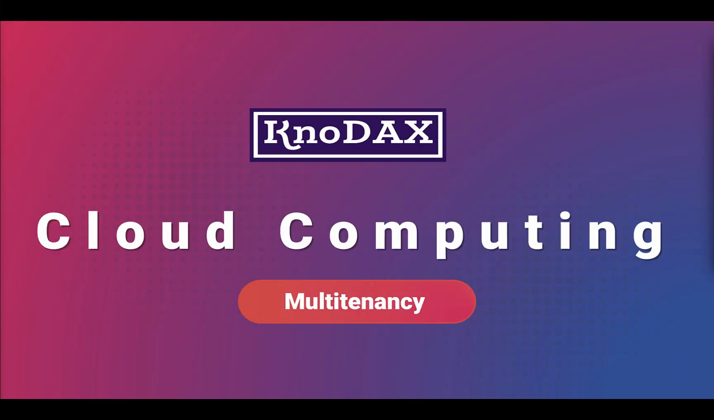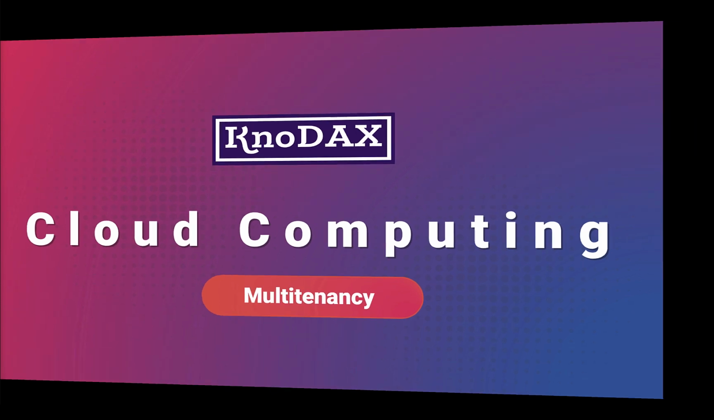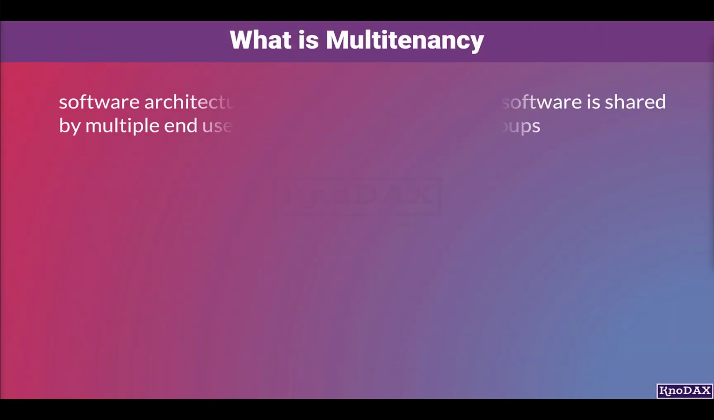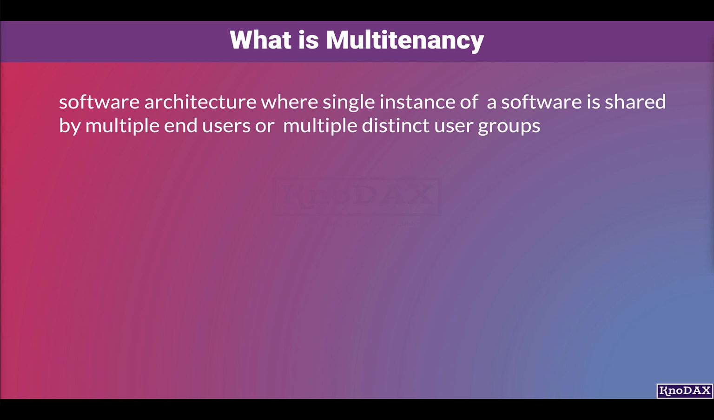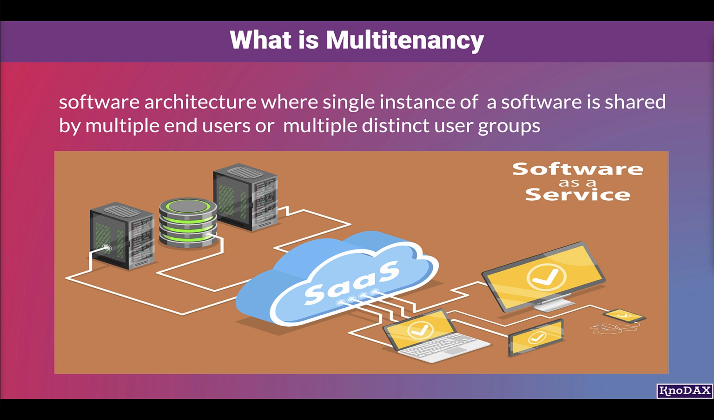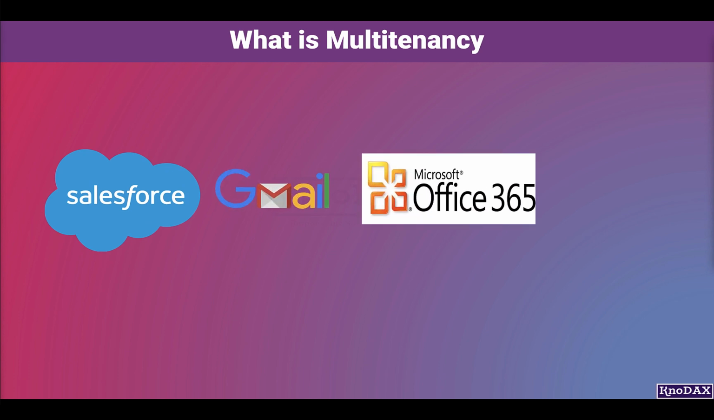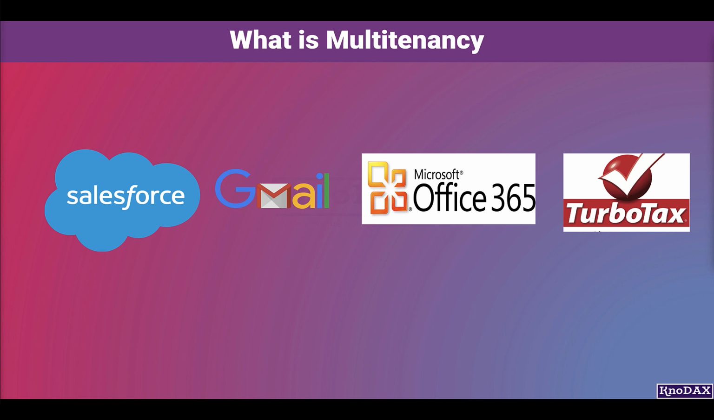Welcome back. This topic is about multi-tenancy, which is a common term in cloud computing or in software as a service. What is multi-tenancy? Multi-tenancy is a software architecture where a single instance of software is shared by multiple end users or multiple distinct user groups. SaaS software is a typical example of multi-tenancy. Here are a few examples of SaaS software: Salesforce, Gmail, Microsoft Office 365, TurboTax, just to name a few.